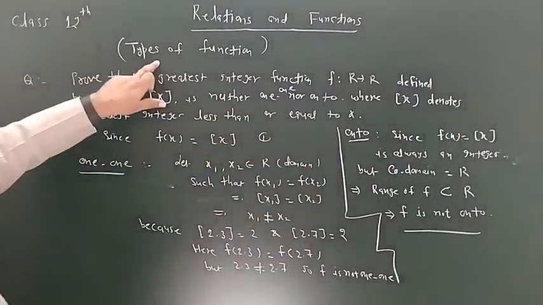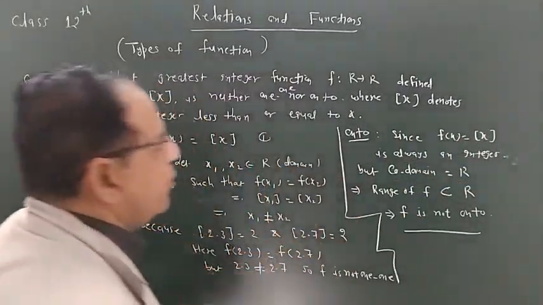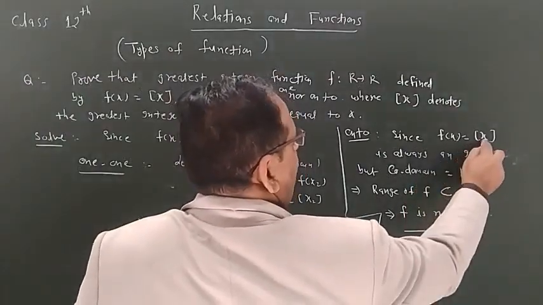We want to check whether the function is onto or not. f(x) equal to the greatest integer function of x. We are well aware of the value of the greatest integer function of x.